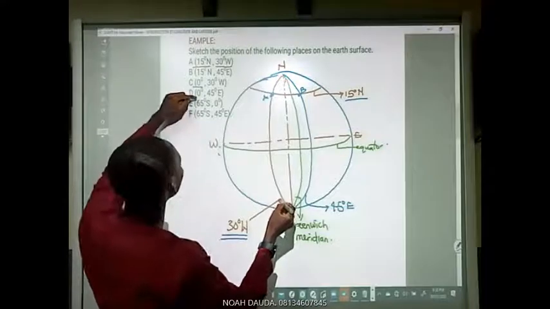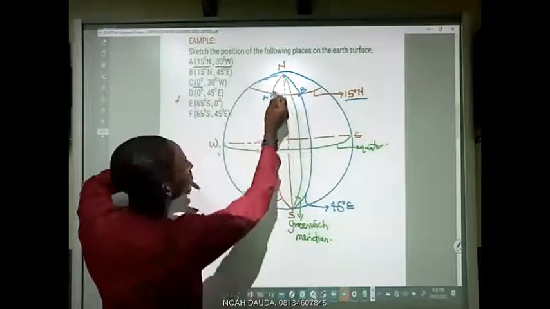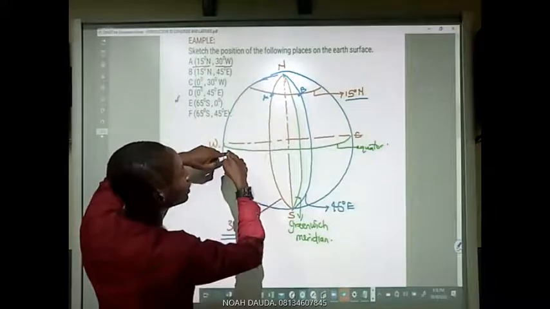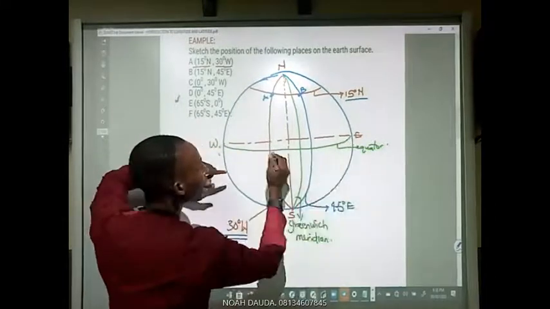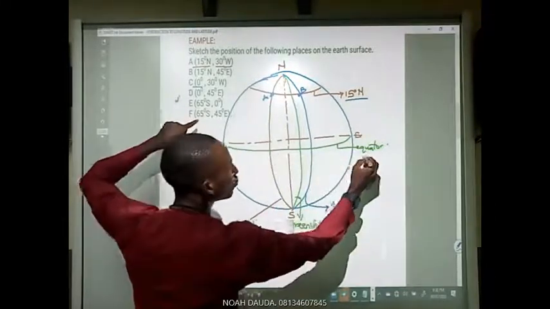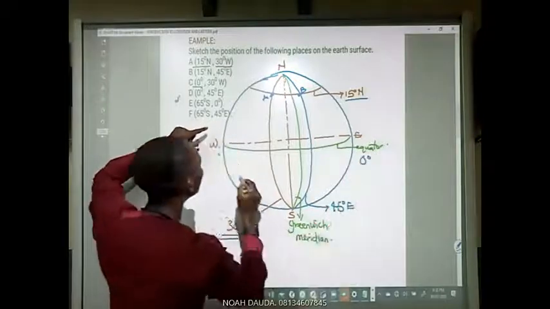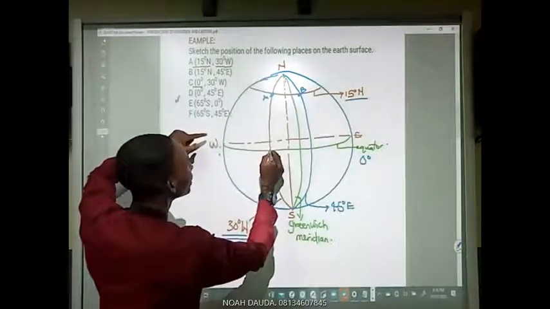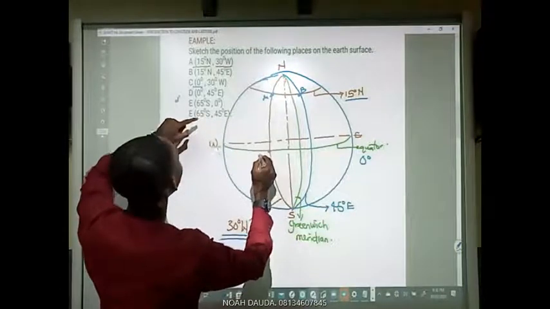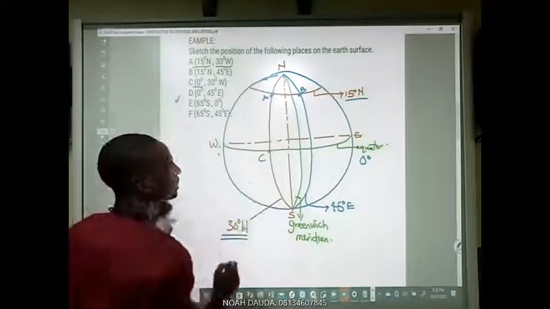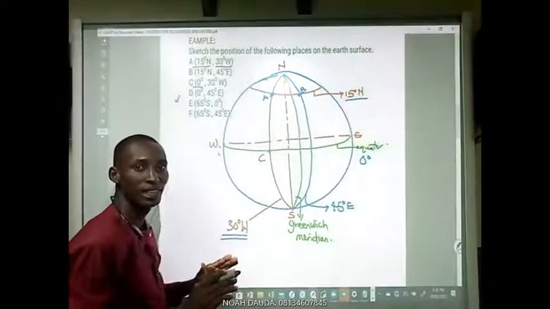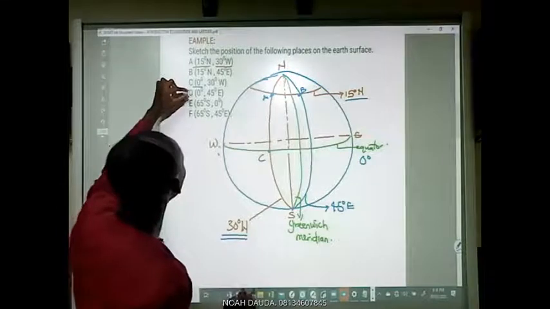And the other one has to do with 0 degrees. Definitely this must intersect with the world's origin. And this is 0 degrees, the equator. Now, this is the point at which they both meet, and I would call that my point C, and I'm done. Now, moving on to the next thing, which is D.